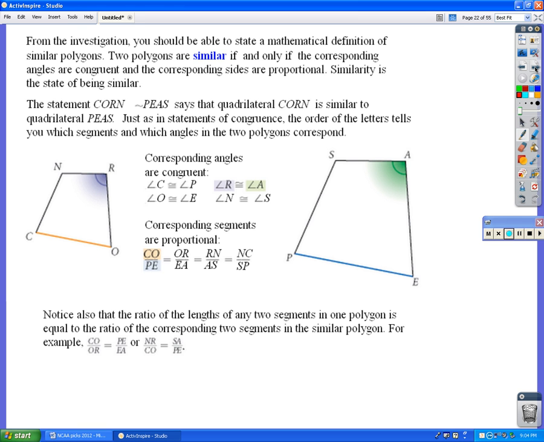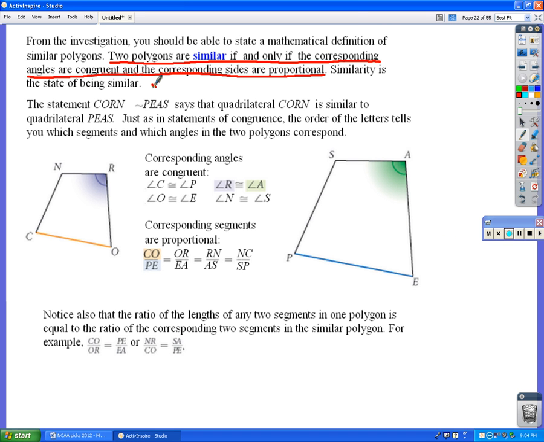Okay, so then you're supposed to do a little investigation, which we skipped, but we, in the process, come up with a definition of similar that you might want to write down in your notes, and that is right here. Two polygons are similar if and only if the corresponding angles are congruent and the corresponding sides are proportional. And so what you need there is all the angles of both shapes have to be exactly the same, and then the sides have to all be in the same proportion. In other words, if one side is twice as big as another side, then all the sides on the shape have to be twice as big as the other one.